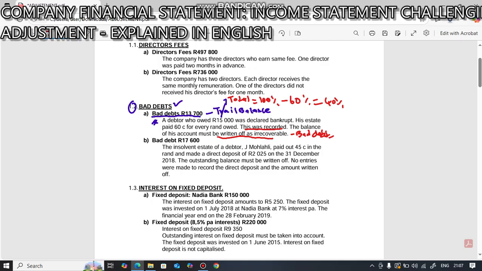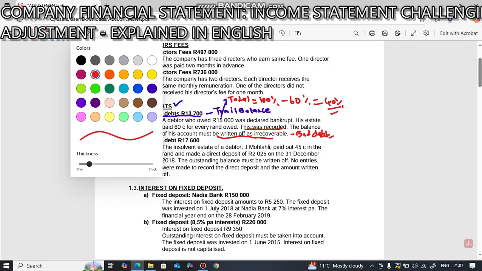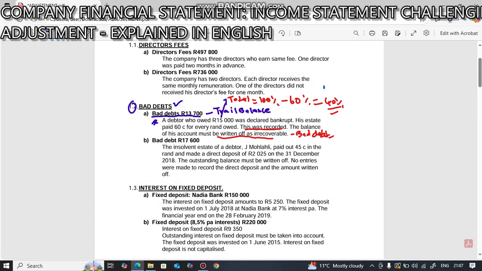Right, so what was the balance when we say 100 minus 60 that was paid? The balance is 40%, meaning 40% of 15,000 rand. It is our bad debt for this financial year that needs to be added together with the bad debt that is given in the information or in our trial balance. So meaning this is our bad debt. This 40% is our bad debt, the balance that we have.